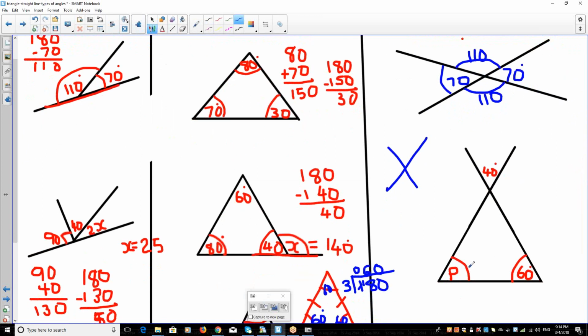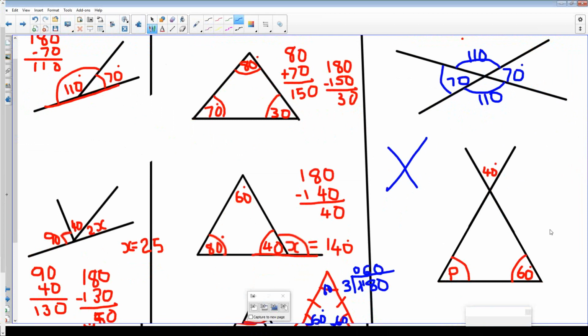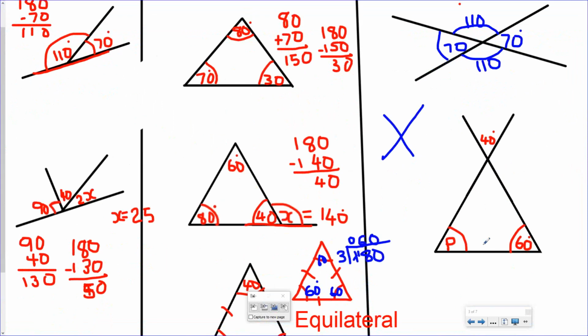But let's look at this question now. We would like to find P. But we can't find P unless we know what this one is. This one is a straight line, so what's this going to be? 40 degrees.